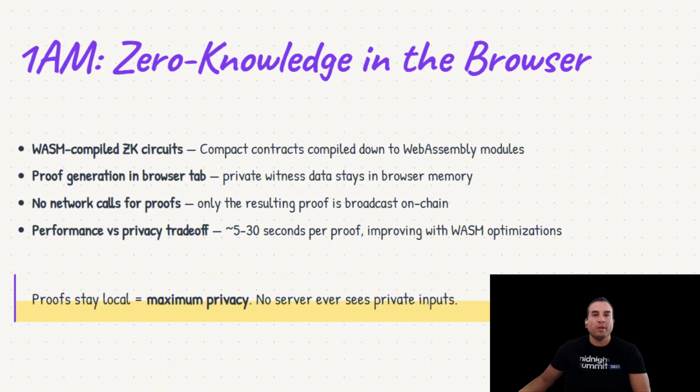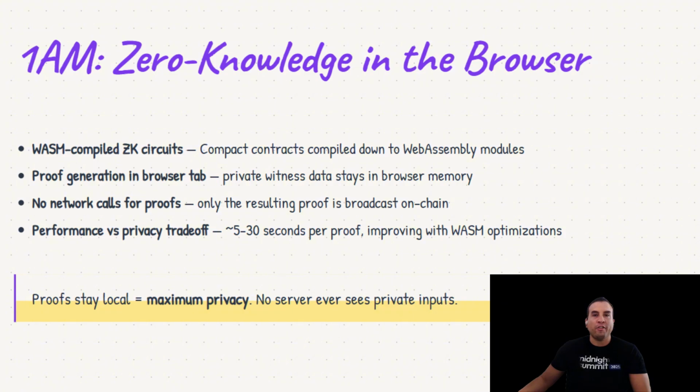Step 1. Compact contracts get compiled down to WebAssembly modules. This happens at build time, the same compilation step you would do in the Compact Playground from episode 2. Step 2. When the user triggers a transaction, 1AM loads the WASM module into a browser worker thread. Step 3. Private witness data, the inputs that should stay secret, are fed directly into browser memory. Step 4. The WASM runtime generates the proof. Step 5. Only the resulting proof goes on-chain.